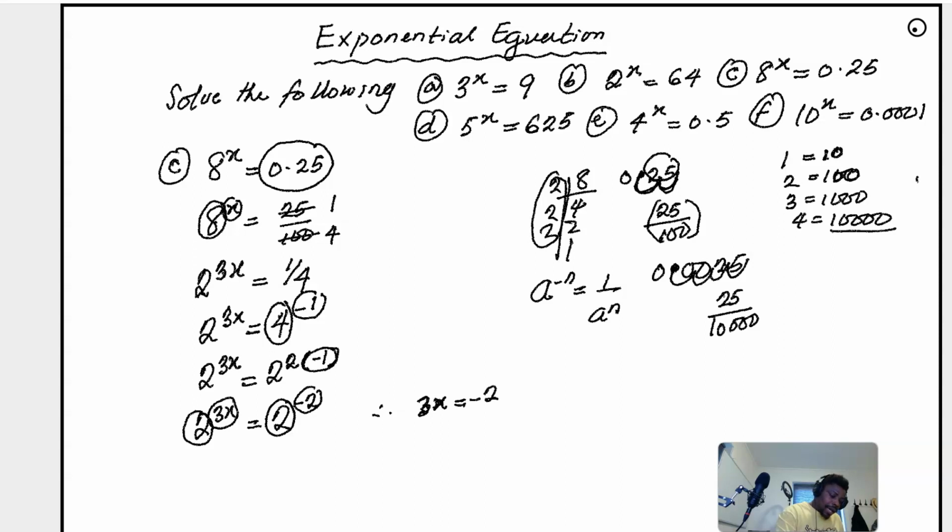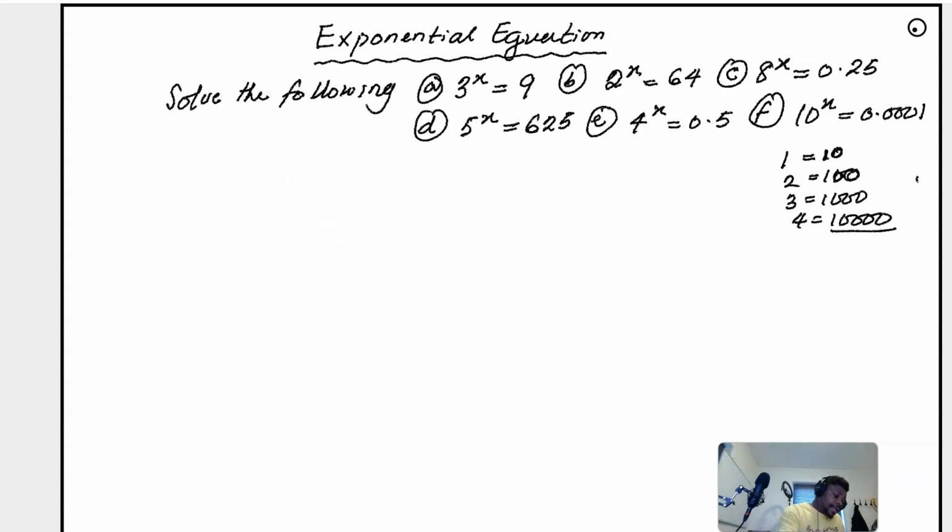Now, we are looking for x. You can divide both sides by 3, right? Because that is the only way you can get x to remain on that side. This one gets this one off. So x is equal to minus 2 over 3. Easy. Let's go to the next question.